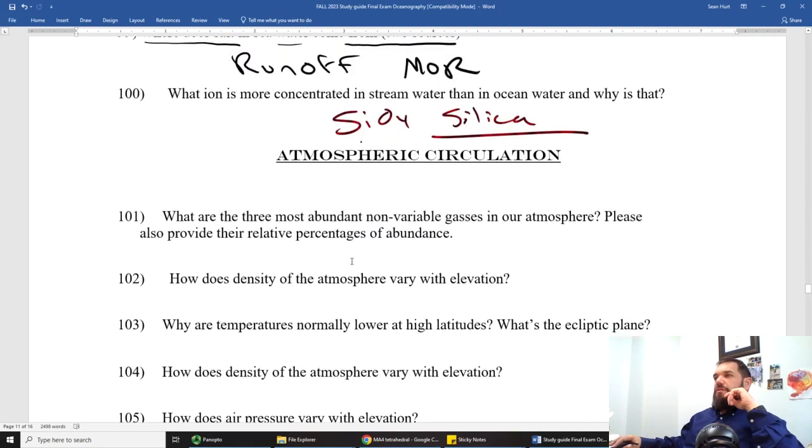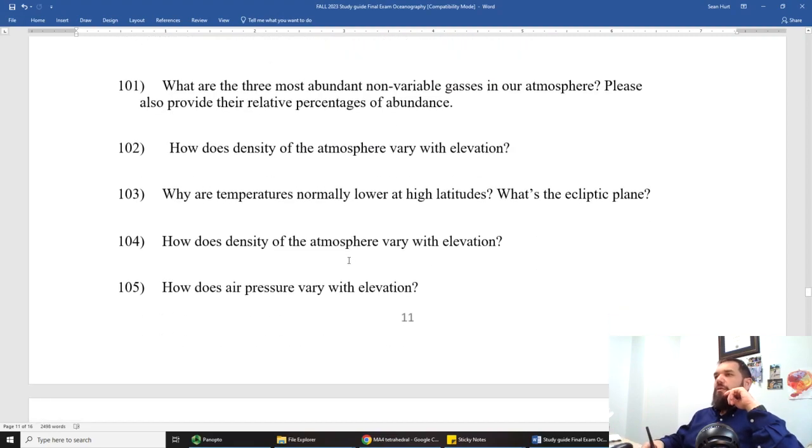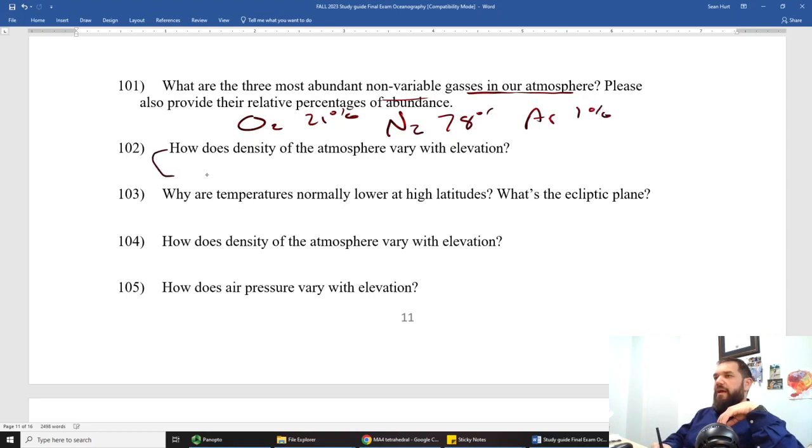All right, moving on to atmospheric circulation. What are 3 abundant non-variable gases in our atmosphere? Also know a little bit about their relative abundances. That, of course, is oxygen at 21%. And nitrogen is the most abundant, don't forget that, at 78%. And then you have argon at a mere 1%. Now, how does the density of the atmosphere vary with elevation? Density goes down with an increase in elevation, so it's an inverse relationship.